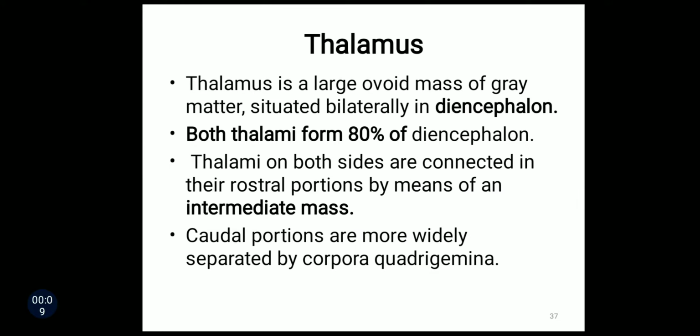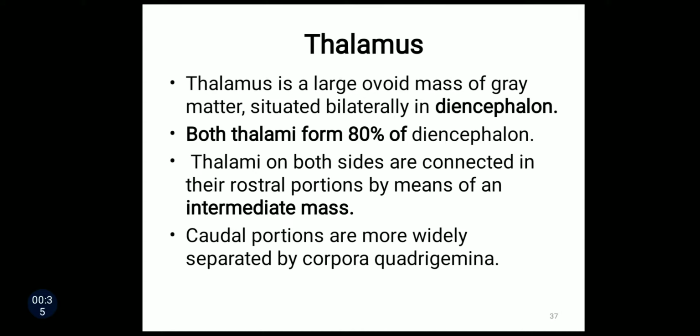Thalamus is a large ovoid mass of grey matter which is situated bilaterally in the diencephalon. The thalamus is situated on both sides, below the cerebral cortex, and it is one of the major structures situated below the cerebral cortex. Both thalami form 80% of the diencephalon.